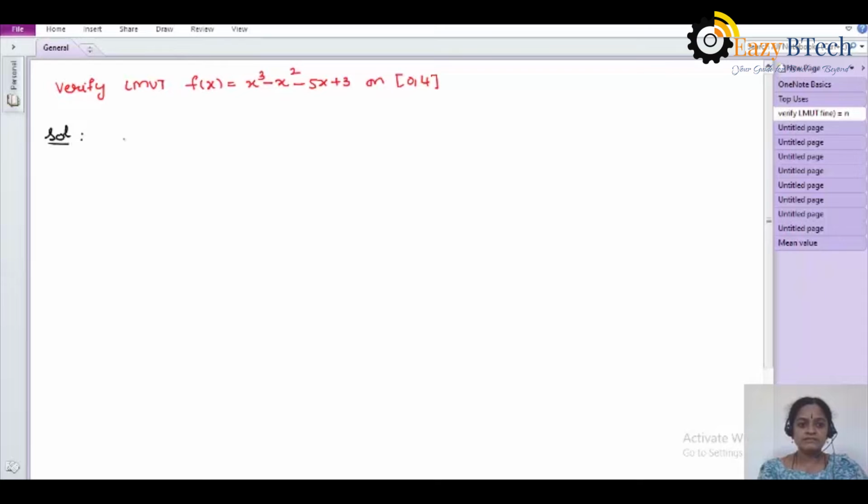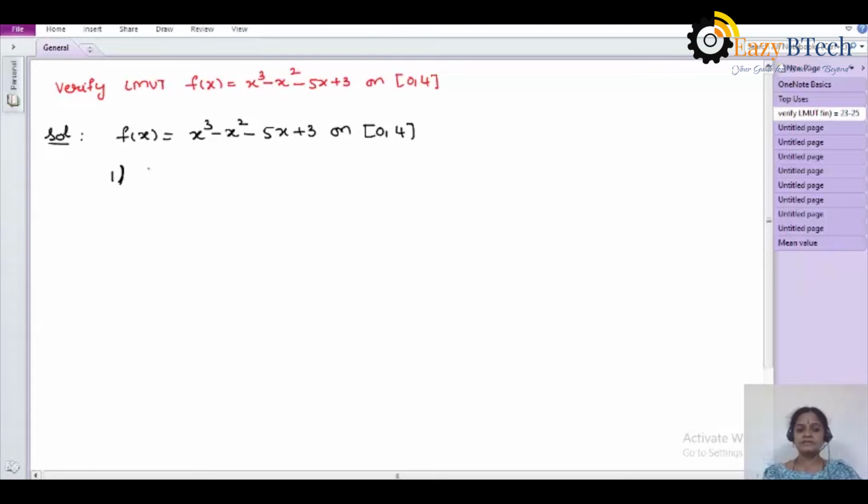For Lagrange's mean value theorem, the first condition is verifying whether f(x) is continuous or not. So what is the first condition, students? It is verifying f(x) is continuous or not. Obviously it is continuous because it is a polynomial. So f(x) is continuous on the closed interval [0, 4].